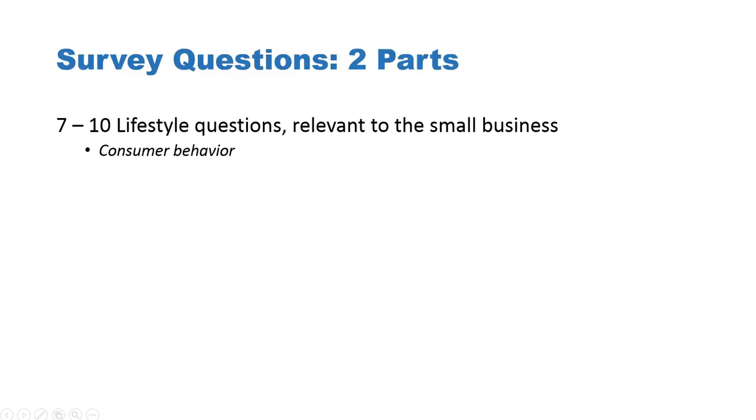All right, for the survey questions themselves, there are 2 parts, as I mentioned earlier. The first part are 7 to 10 lifestyle questions. They're relevant to the particular small business that you might have. So the set of questions you would put together for a restaurant will be different from a health and fitness center, which will be different for a coffee house, which might be different for another kind of business like landscaping or the like.